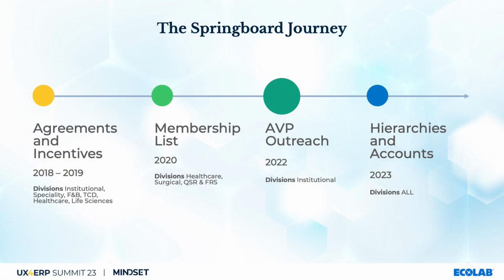So that really helped the Springboard tile be really accepted by the business, and something that set us up for the next step, which was membership lists, so that was to open it up to other Ecolab business divisions. They kind of have the exception pricing, or they're the more complex pieces, right?